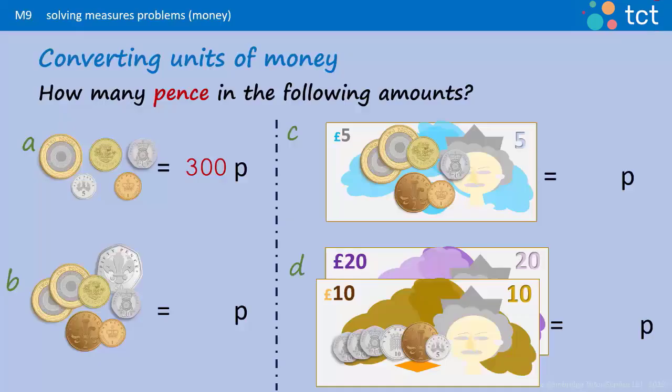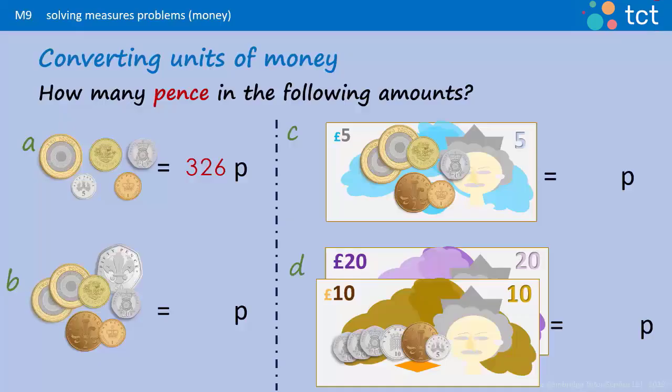Now we have a 20 pence coin, so that's 320 pence. Now we have a 5 pence, so that brings it up to 325. Add the last 1 pence, that's 326 pence.